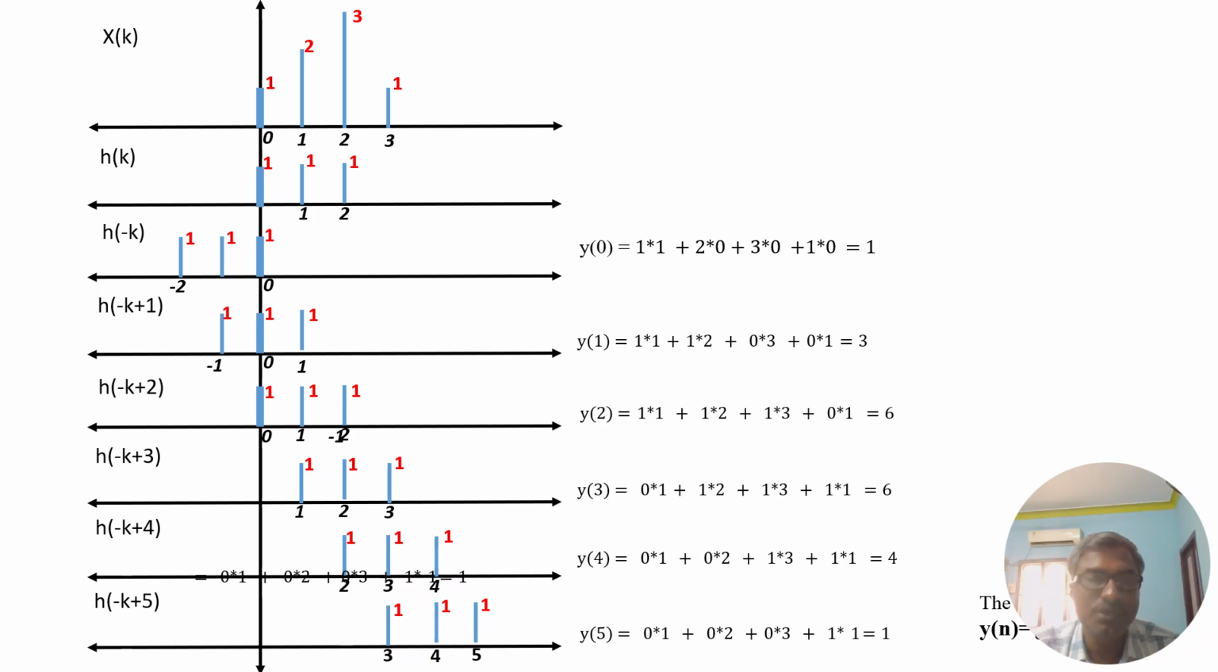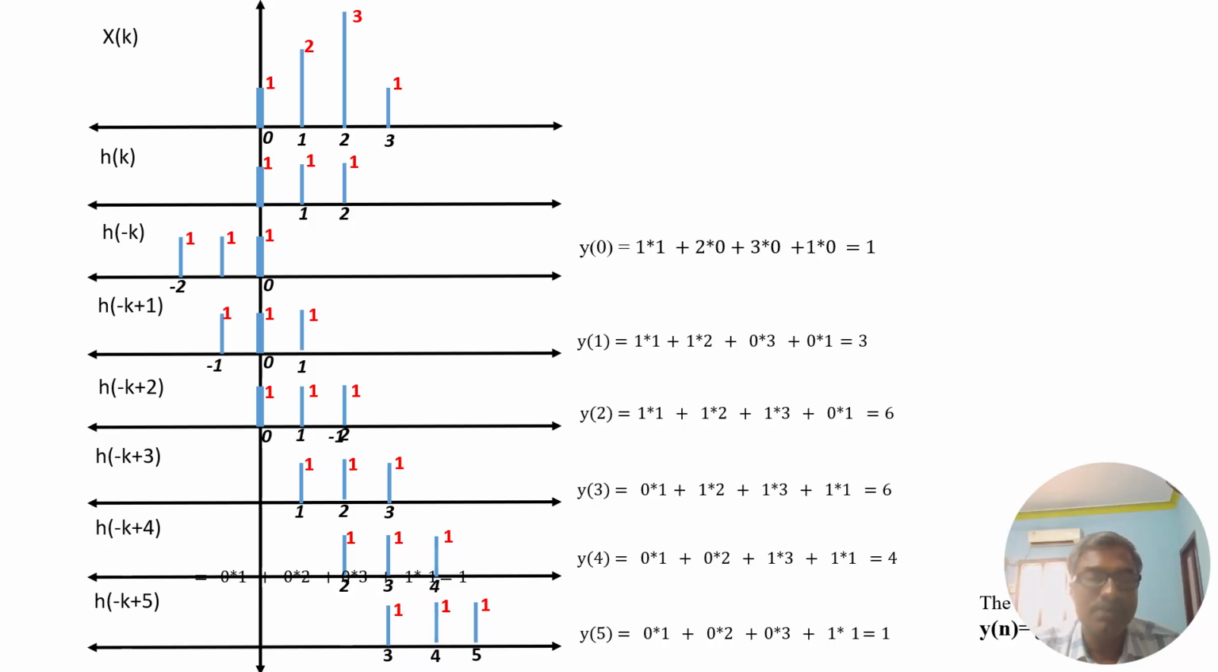Here, as shown in the figure, x of k is plotted. At position n equal to 0, the magnitude of the sample is 1. Similarly, at n equal to 1, the magnitude of the sample is 2. At n equal to 2, the magnitude of the sample is 3. And at n equal to 3, the magnitude of the sample is 1. Then in a similar way, h of k is plotted. At n equal to 0, the magnitude is 1. N equal to 1, magnitude is 1. And n equal to 2, magnitude is 1.